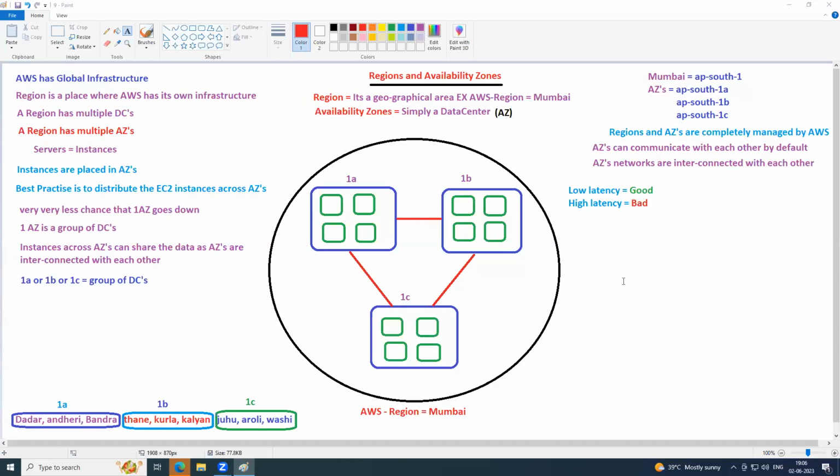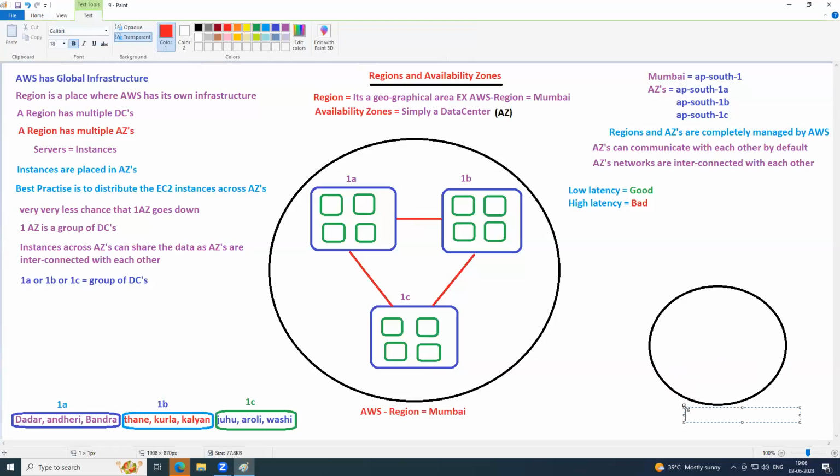Now this is one region. Can I take one more region here? Do we need to talk about only Mumbai? No. Can you tell me another region? A completely different country. Can I take Ireland?